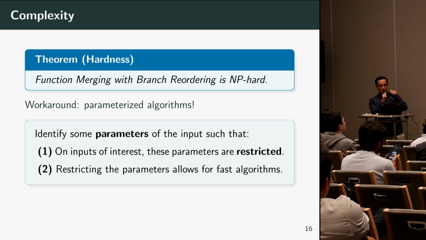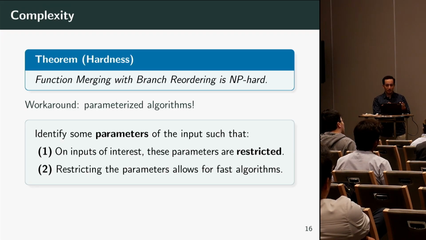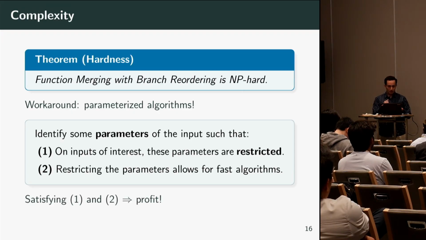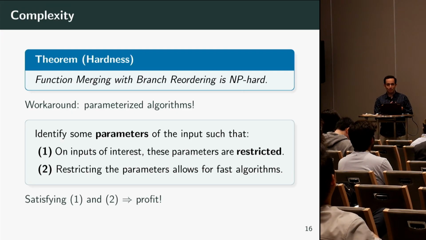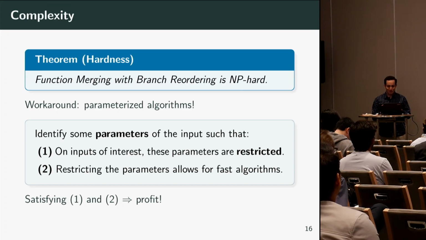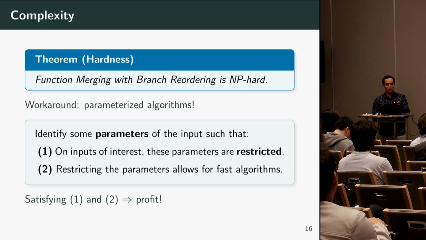We identify some parameters or features of the input such that these 2 conditions hold. First, we want it to be that for inputs that we care about in practice, these parameters are restricted. And we also hope that restricting such parameters would allow us to design fast algorithms, which would overcome the hardness for the general case. If we do both of these things, then we're happy. We have a fast algorithm, and we manage to work around NP hardness. And the rest of our paper is just an instantiation of this framework.